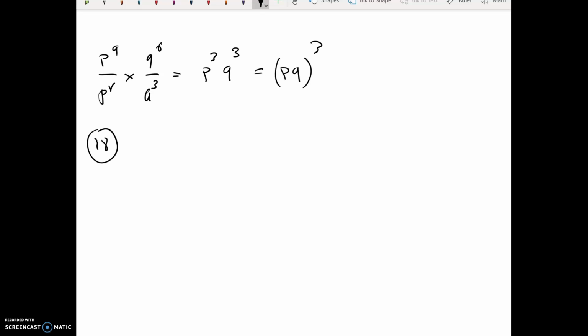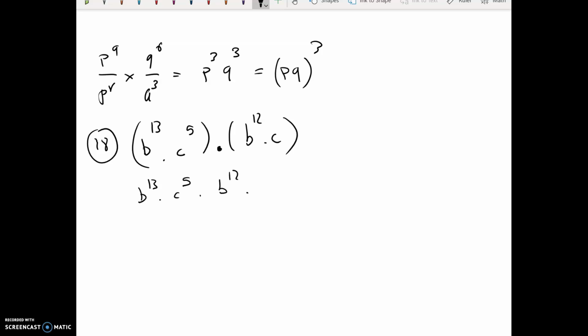On this problem number 18, we get b to the 13 times c to the 5th in parentheses, multiplied by b to the 12 times c, and use the product rule to simplify the expression. So basically, what do we have? We have a multiplication right here, right? So I can decide to get rid of my parentheses. I could have b to the 13 times c to the 5th times b to the 12 times c.